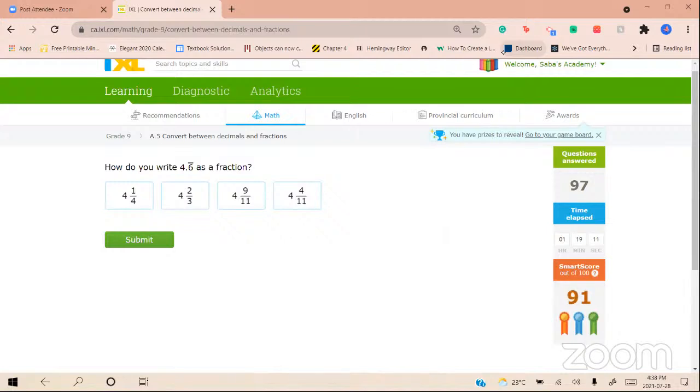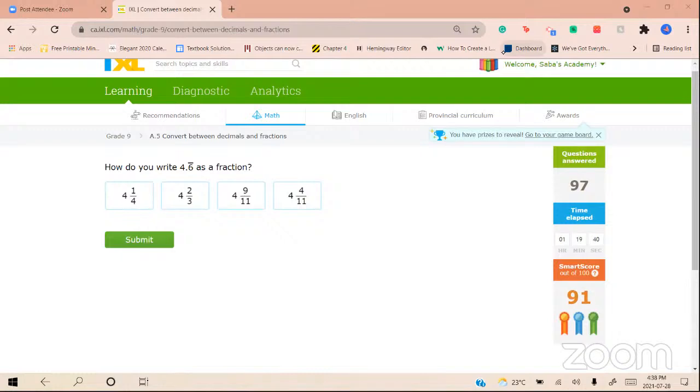Now challenge zone. How do you write 4.66666666 as a fraction? The 6 just keeps on repeating. As a fraction. Yeah, as a fraction. That's where the problem comes. How should I know that?